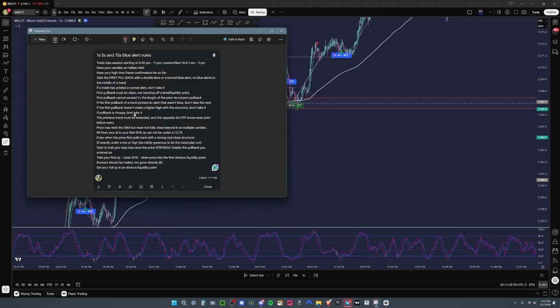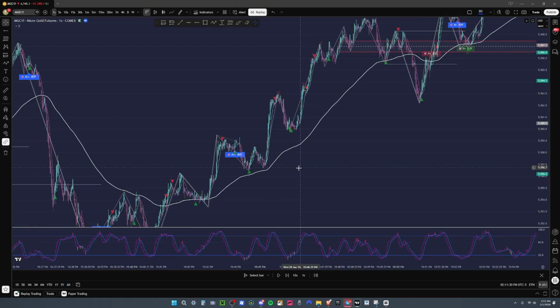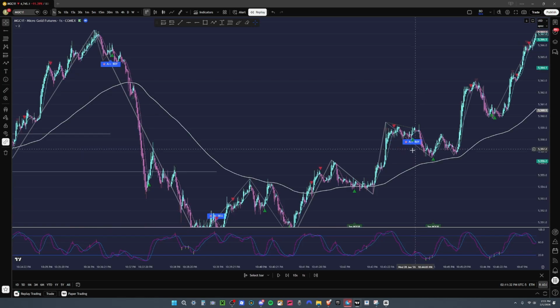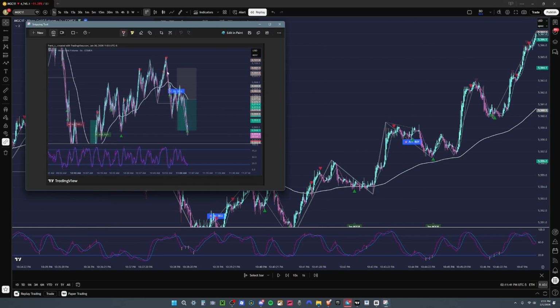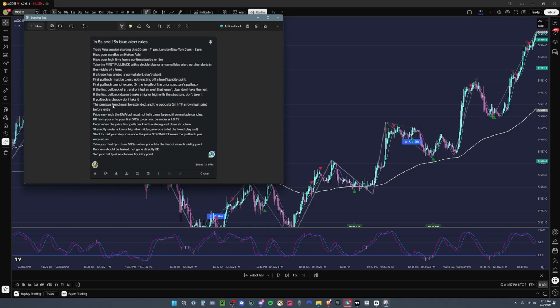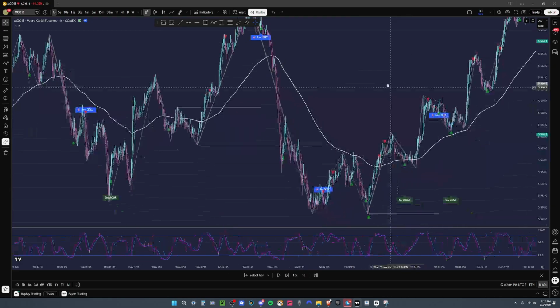If the pullback is choppy, don't take it. So this is a very choppy pullback. I want a strong pullback. For example, this is a really strong pullback. It's not choppy. And then the previous trend must be extended, and the opposite 5 minute high time frame arrow must print before entry. So this is one of the most important rules I have.